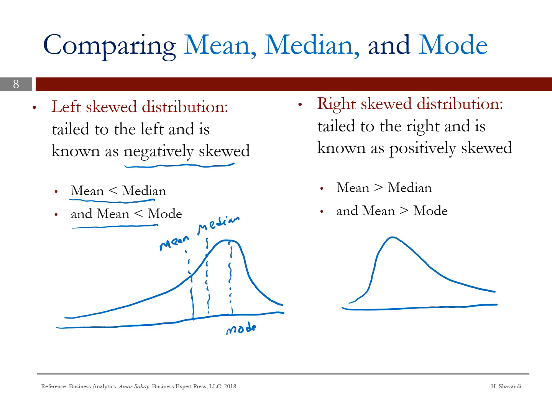Okay. And if it's right skewed, it will be like this. Okay, and again, as you see here, the mode would be here, and the median and the mean could be somewhere here. And in the right skewed, the mean is greater than the median, and also the mean would be greater than the mode. So we call these shapes of distributions left or right skewed. Okay.